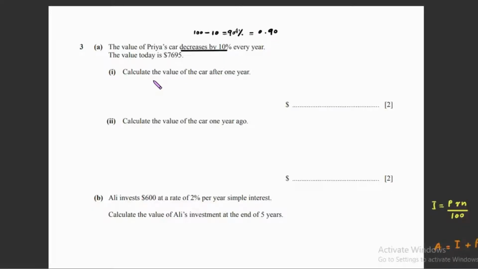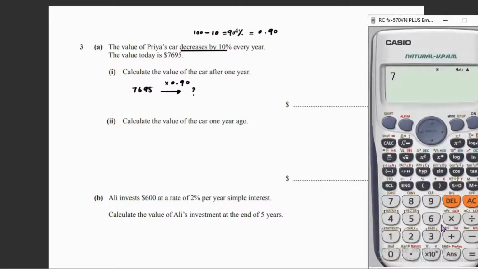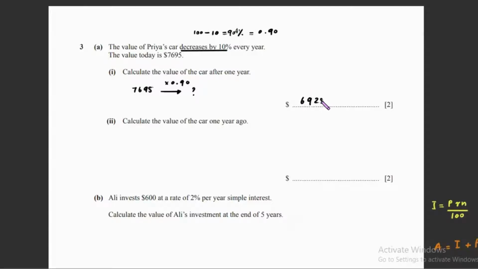Now, when we are supposed to find the value after, that means the starting value is known to us, which is 7,695, and we need to calculate the final value. When we are to find the final value, we need to multiply with the multiplier. So 7,695 has to be multiplied by 0.90. When we multiply, we get $6,925.50. That is what we got in the calculator. But when it comes to money, always make sure we write it correct to 2 decimal places. So this is what we get as the answer.